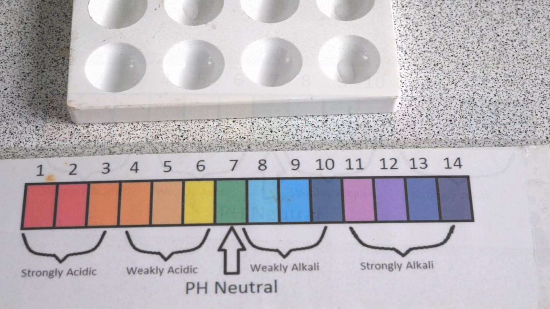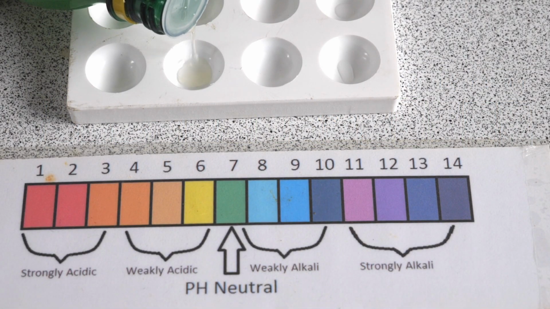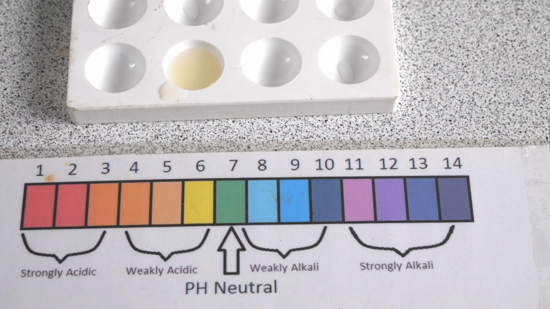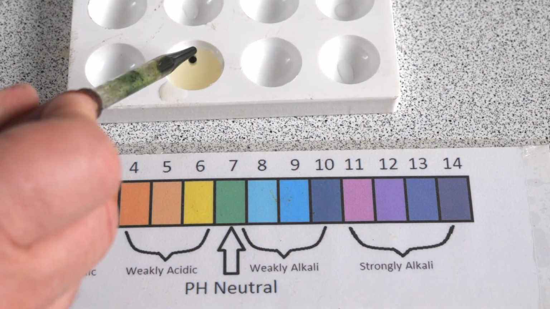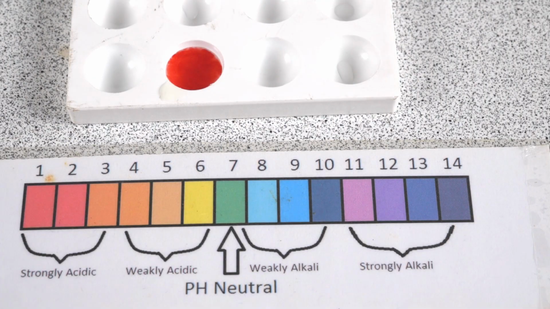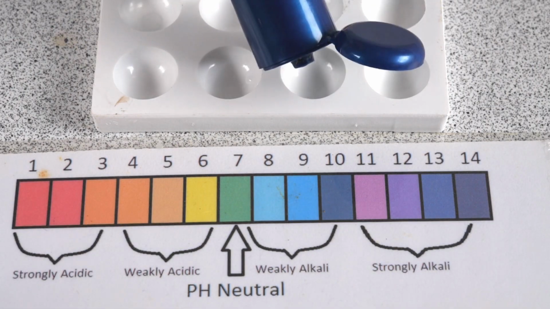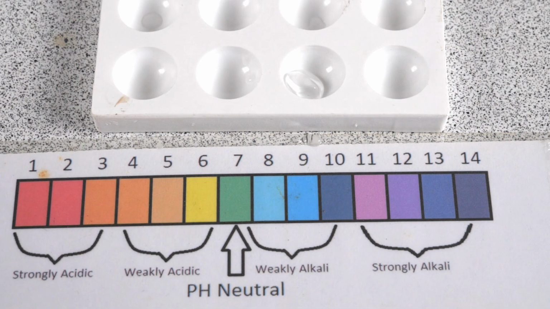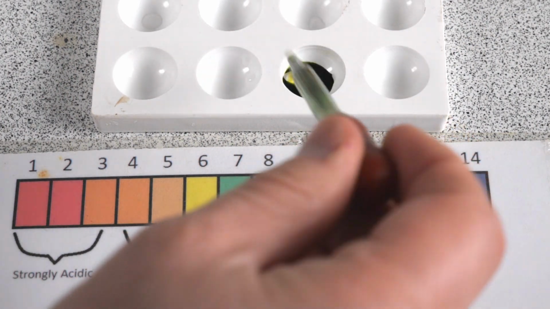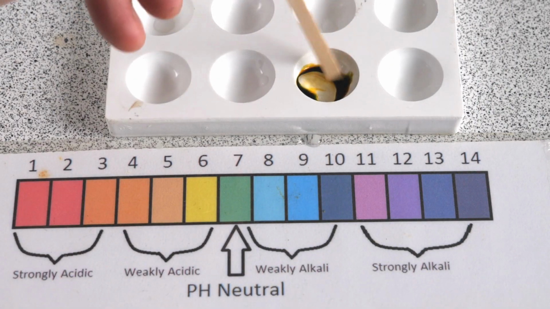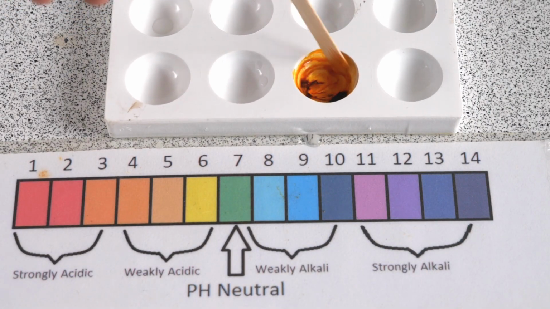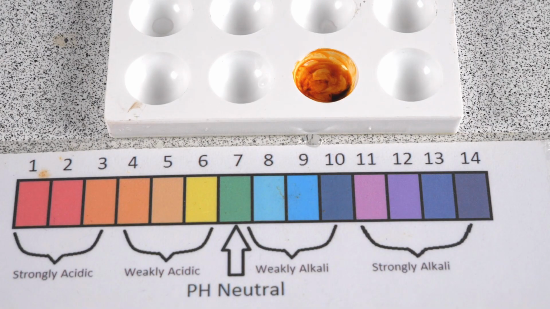I'm going to pour a small amount of lemon juice into the drop-in tile and add a few drops of universal indicator, and we can see by that bright red colour it's a strong acid, probably pH 2. I'm going to do the same thing with some antibacterial hand gel. And I'll give it a little stir just to make sure it mixes in properly. And we can see this time it's an orange colour, that's suggesting pH 4 or 5, so it's a weaker acid than the lemon juice.